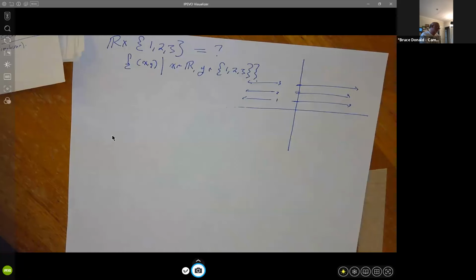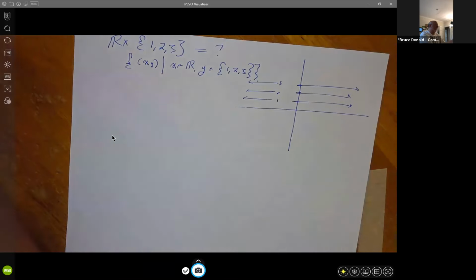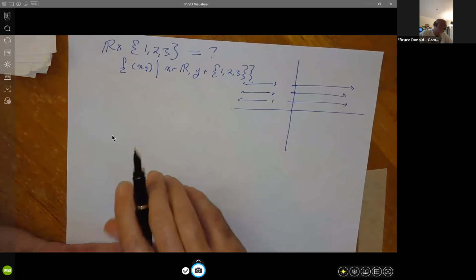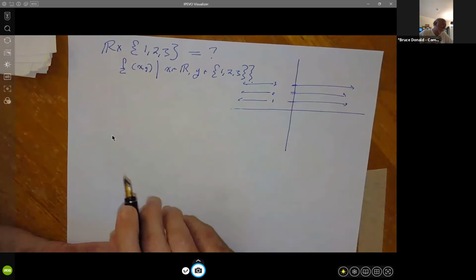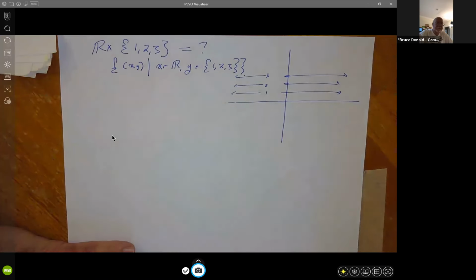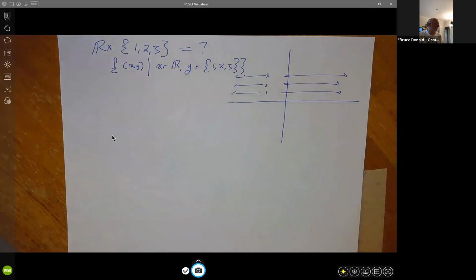Real quick, mind if I ask a question? Sure. Back to the Z cross Z. So we got the Gaussian integers if we took the ordered pairs as coordinates in the complex plane, but could we also take Z cross Z, those ordered pairs, to mean a numerator and denominator, and so that would be the same as the rational numbers?